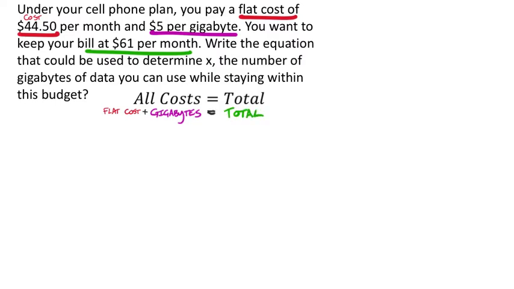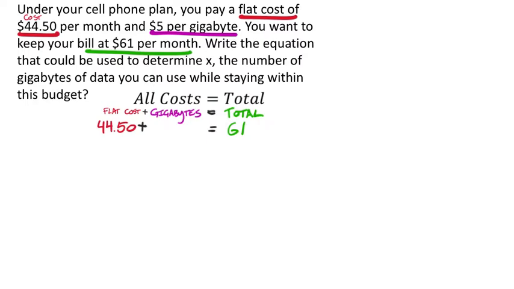Okay, so again, we do have the cost. We have the flat cost plus the gigabytes should equal the total. Do we have those values? Yeah, well, we've got the flat cost, definitely. It's $44.50. They gave us the total directly as $61 per month. So all of my costs added together should be that $61.